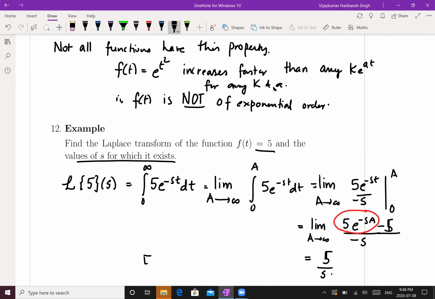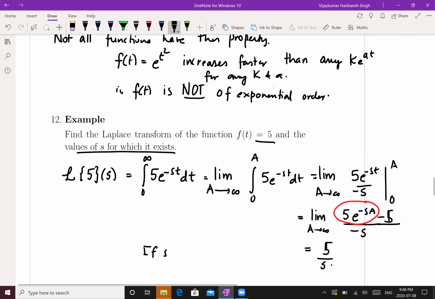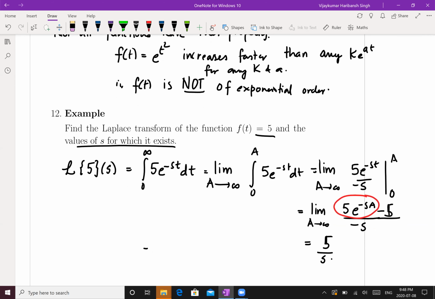And if s is less than or equal to 0, clearly the limit does not exist, right? Because this limit is only valid when s is greater than 0. Then only will we have a negative exponent, and this whole thing will go to 0. Otherwise it will not.